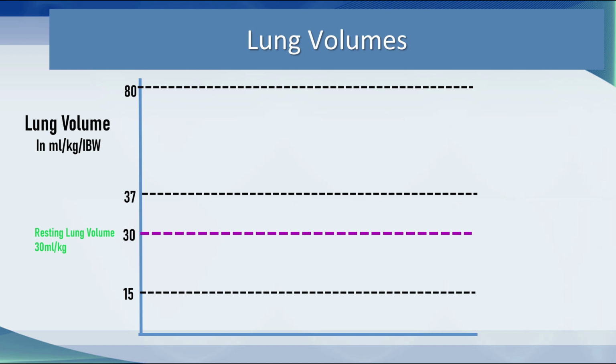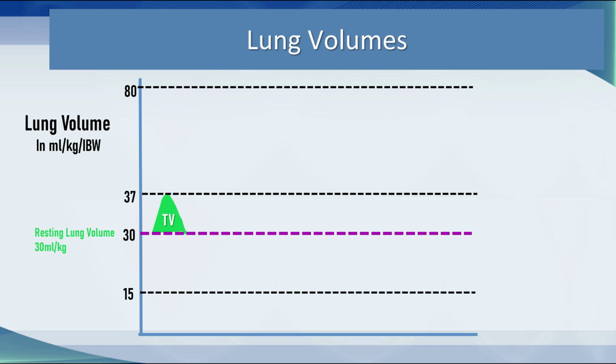So we're going to start at the resting lung volume here. This is it here, and this is the volume of gas that's in your lung at end expiration, and that is 30 mils per kilo. And when you take a breath, you take a tidal breath, tidal volume of about 7 mils per kilo. That means that at the end of normal inspiration, there's about 37 mils per kilo of gas in the lungs.